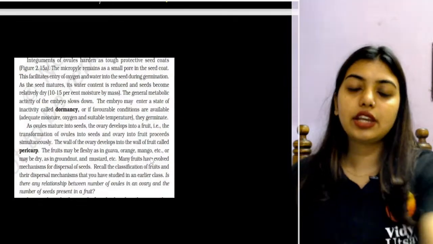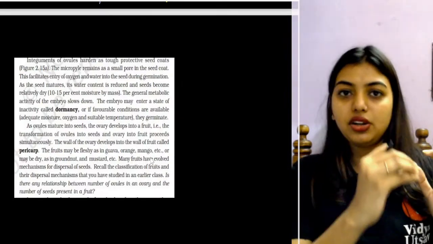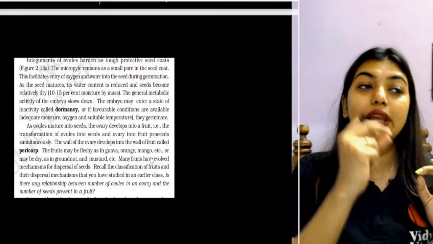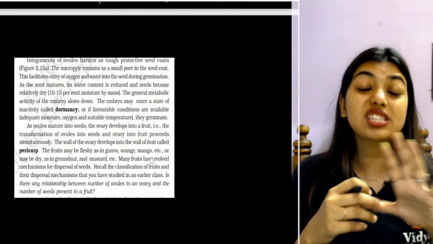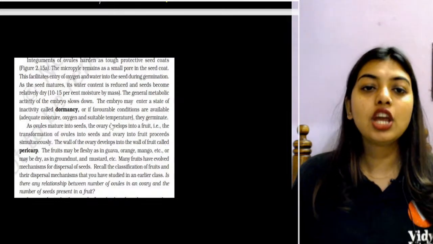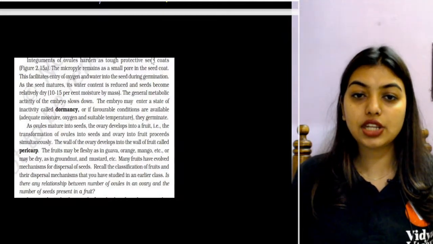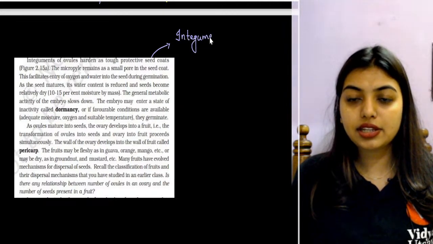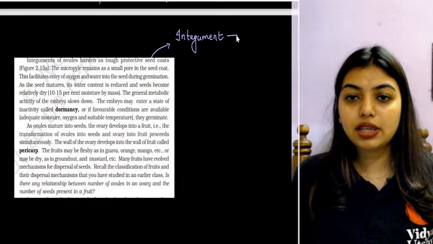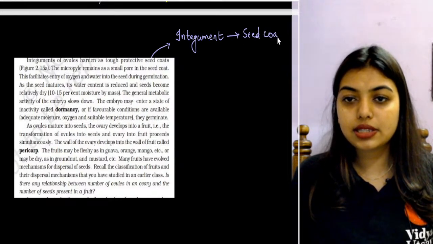Now, integument. The embryo sac structure you have learned, right? Now they are talking about every single layer of the ovule. What did it end up as? What is the fate of all of these? Look here, integuments of ovules harden as protective seed coats. So they're telling us the integuments that we saw in our anatropous ovule, what have they become? They became the seed coat.